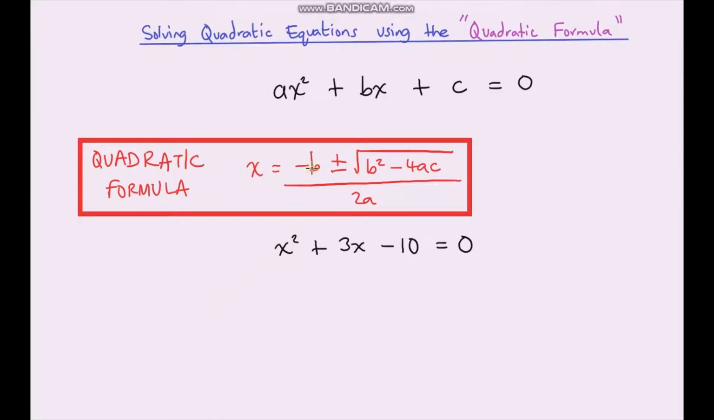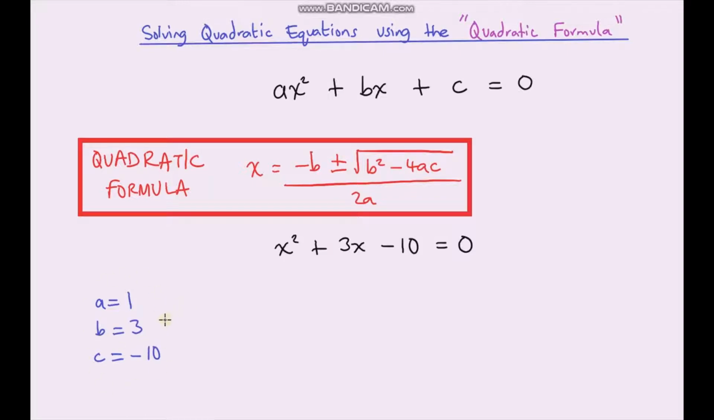Now the first thing to do is just to identify what our values for a, b and c are so that we can substitute them into our quadratic formula. So our value for a is just the coefficient on the x squared term, and here that's just 1, it's 1x squared. So a equals 1, b is our coefficient on the x term, which is 3, and then c is just our constant term, which is negative 10. Make sure you include the negative sign because that's where a lot of people slip up.